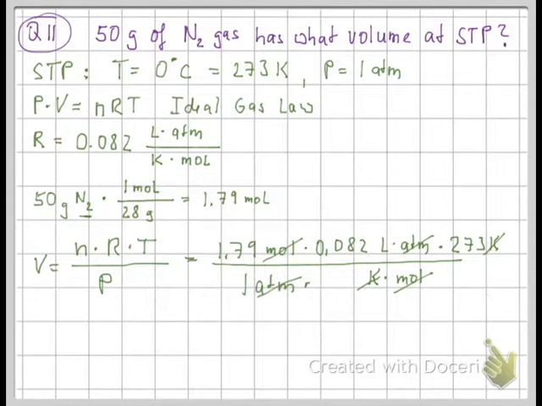1.79 times 0.082 times 273, 39.97 is what I got. 39.97 liters, which, what are we limited to? 50 grams. Actually, the way it is written, at least on the slide here, we only have one significant figure.